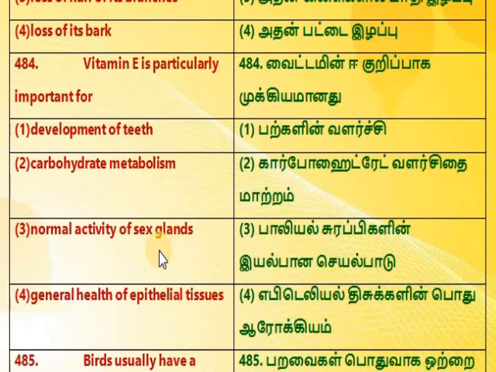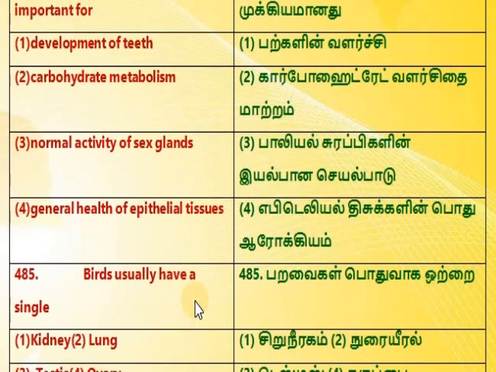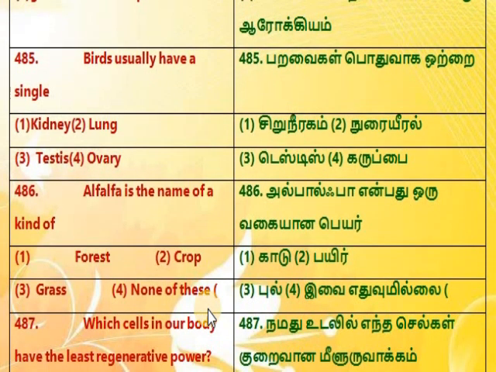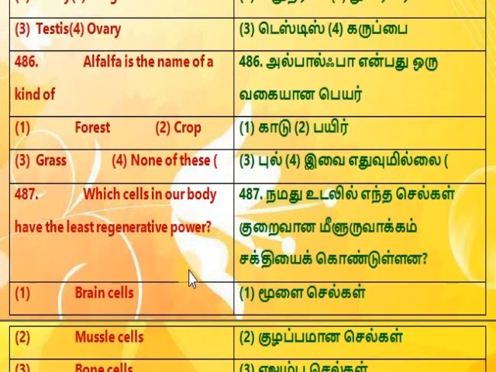484. Vitamin E is particularly important for: 1. Development of teeth. 2. Carbohydrate metabolism. 3. Normal activity of sex glands. 4. General health of epithelial tissues. 485. Birds usually have a single: 1. Kidney. 2. Lung. 3. Testis. 4. Ovary. 486. Alfalfa is the name of a kind of: 1. Forest. 2. Crop. 3. Grass. 4. None of these.